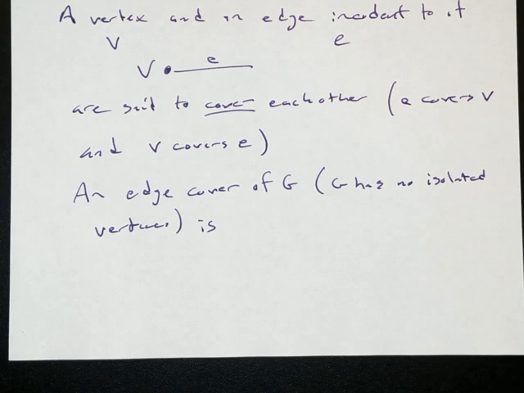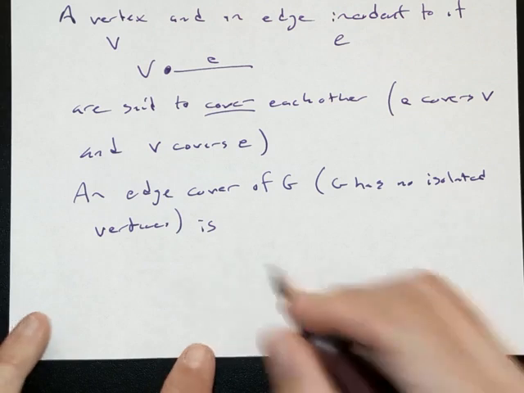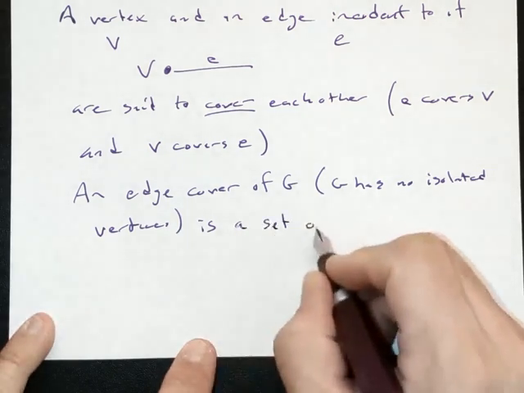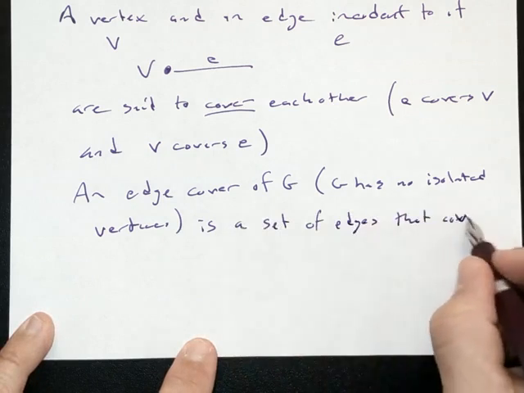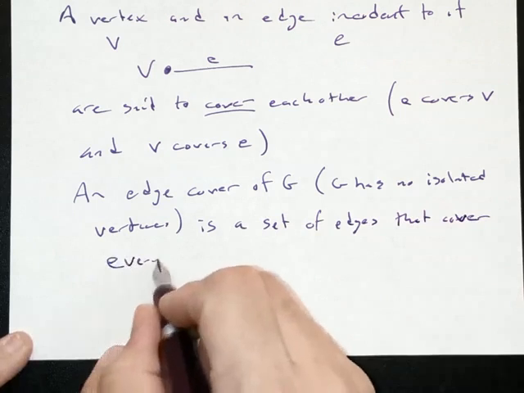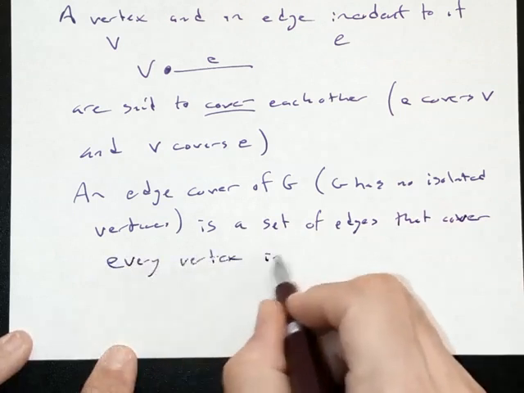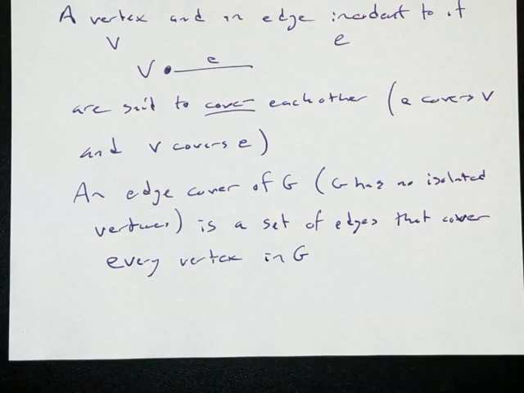Cover all vertices in G. Exactly. It's a set of edges that cover every vertex. Now, clearly, the entire edge set covers all the vertices. But that's, of course it does. So the question is not how big can we make this, but how small can I make this?